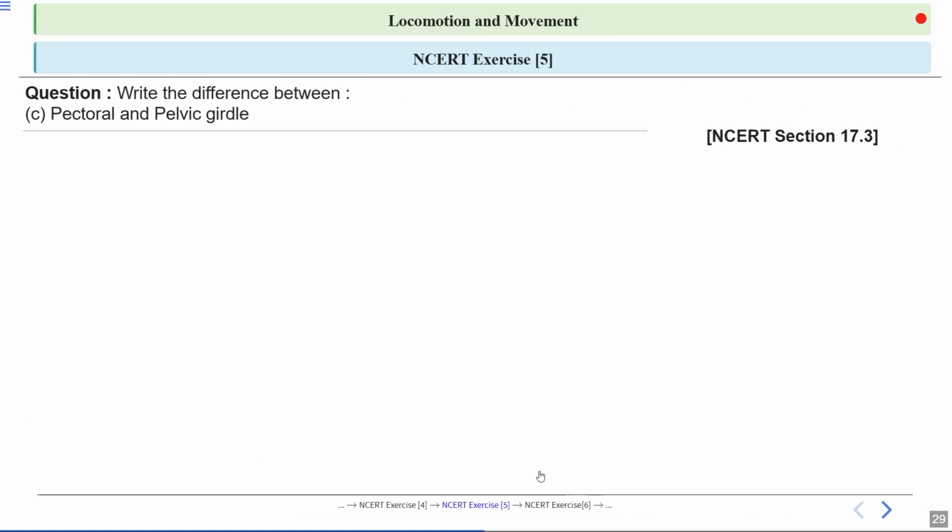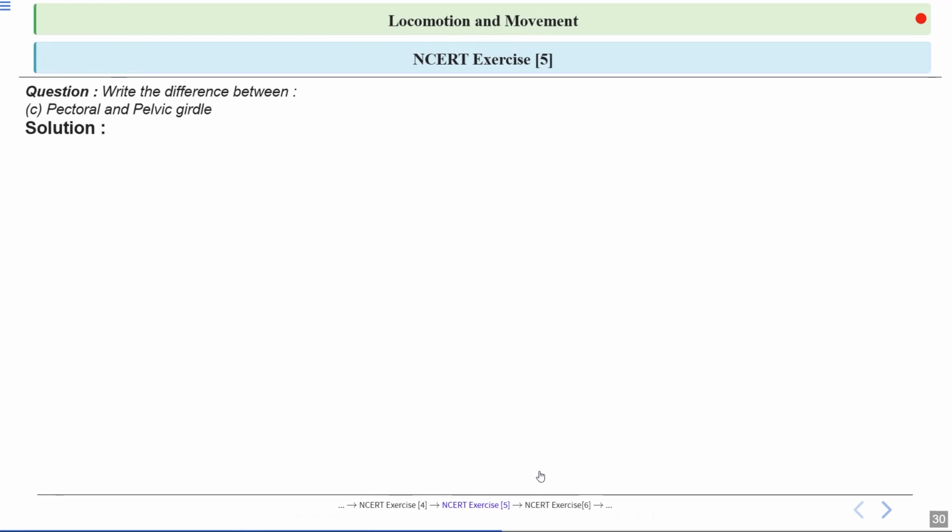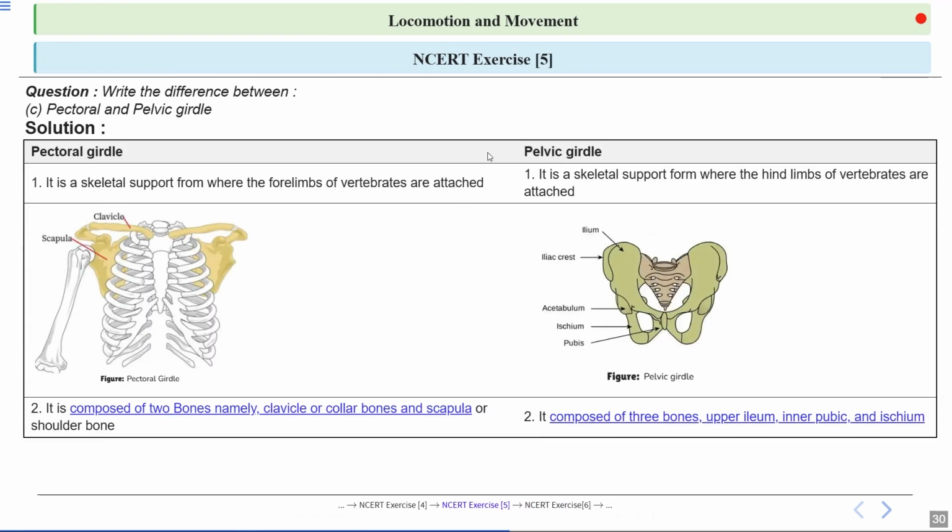The next is pectoral and pelvic girdle. Let's start with the pectoral girdle. It is where our forelimbs, or arms, attach, and it's made up of mainly two bones, that is the clavicle, which is your collarbone, and the scapula, or shoulder blade.